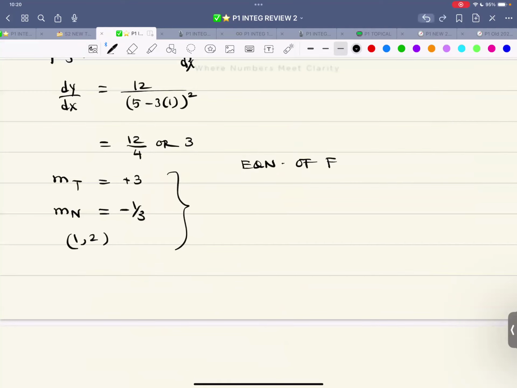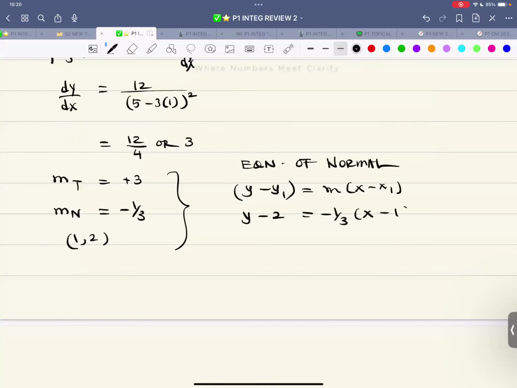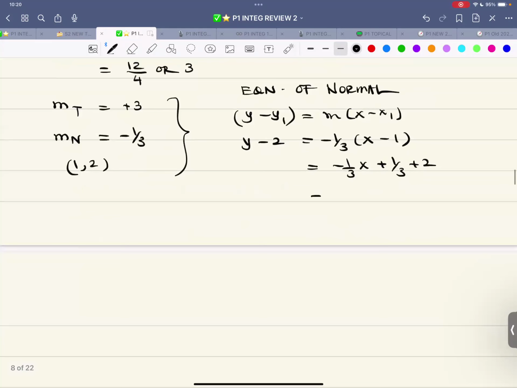So for the equation of the normal, so it's not formal, it's normal. y minus y1, I can use this and then I can get it in that format, is equal to m times x minus x1. y minus 2 is equal to negative 1/3 times x minus 1. That is negative 1/3 x plus 1/3 plus 2. So this is negative 1/3 x and 2 and 1/3, that is 7 over 3.